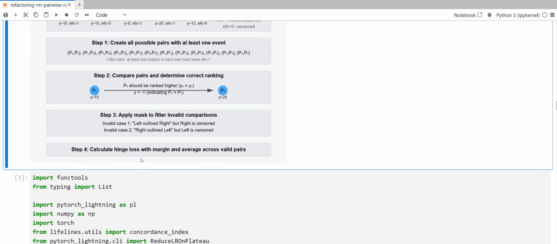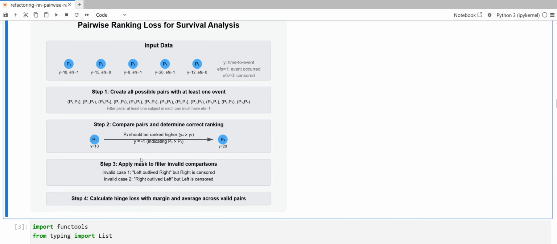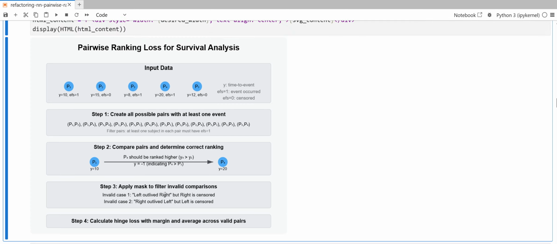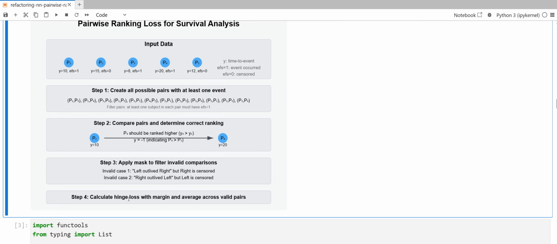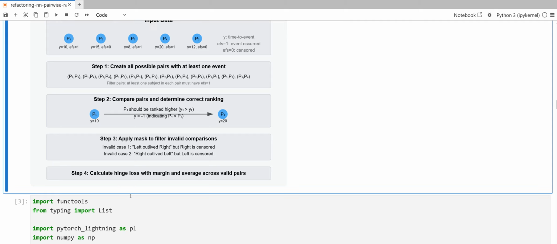Invalid case 2. The opposite, if the person who did experience the event appears to have outlived the censored person. So this mask filters out those invalid comparisons. We only want to learn from valid rankings. Step 4. Calculate hinge loss. Finally, we use a hinge loss. Basically, it penalizes the model if it gets the ranking wrong, and it has this margin that encourages the model to be confidently correct. We average this loss across all the valid pairs.